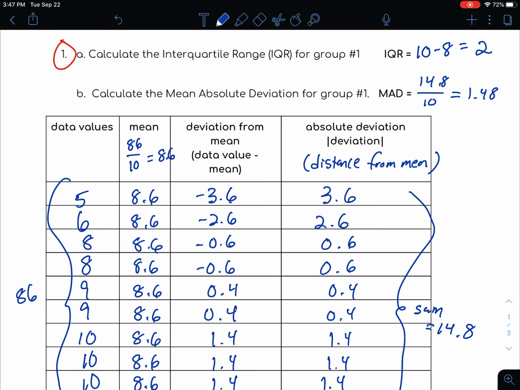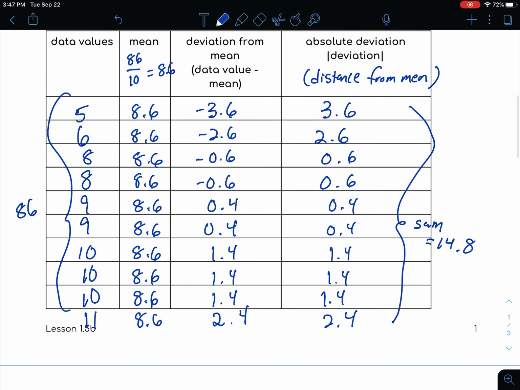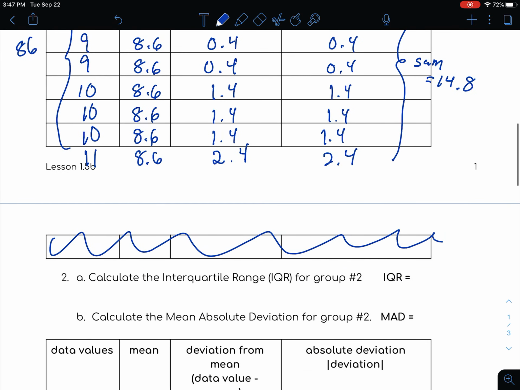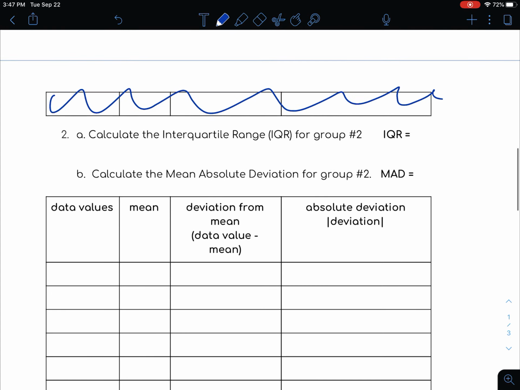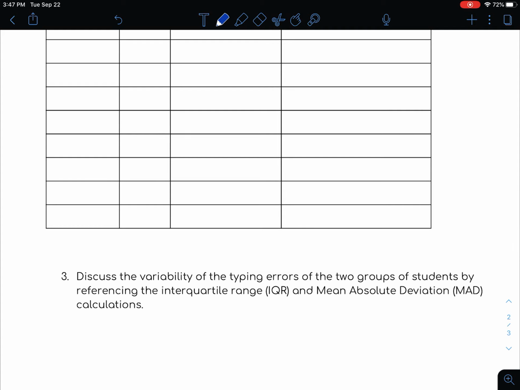Also kind of a smaller number, which again tells us something about the variability being a little smaller. So I'm going to have you now go on with the second group up here and do the same sort of calculations, the IQR and the MAD for that, and I provided a table for you to have some help there.